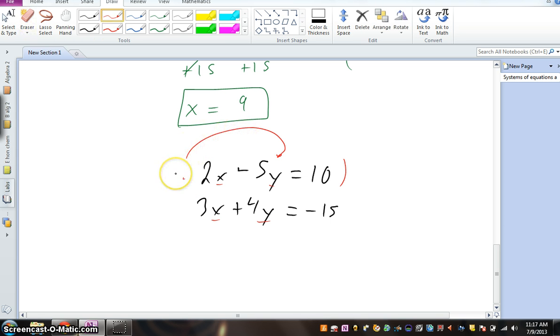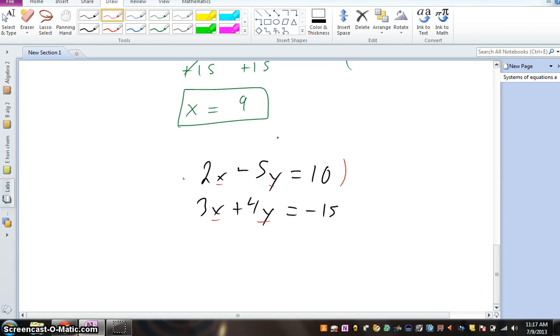So what we're going to have to do instead is basically modify both of these equations. Now, it does not matter which variable you start with. You can deal with the x's or the y's. It really doesn't matter.